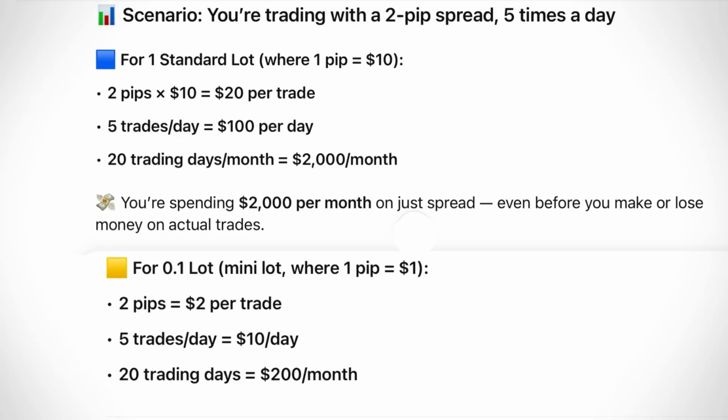And even if you're a smaller trader, let's say you're using 0.1 lot, 2 pip equals $2. 5 trades equals $10 a day. And in a month, that's 20 days of trading, you have spent $200 on spread alone. Now, this is why high frequency traders are very picky with spread, because they understand how their spread adds up and they are spending money on it. It is just one hidden cost that is taking a lot of your money. So you too should be picky, be very particular about your spread.